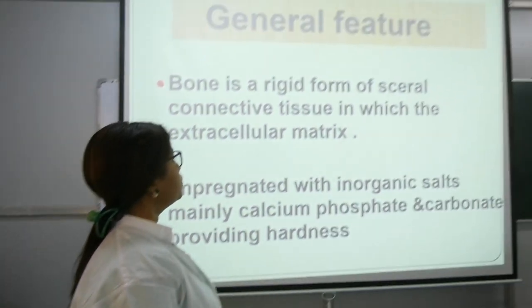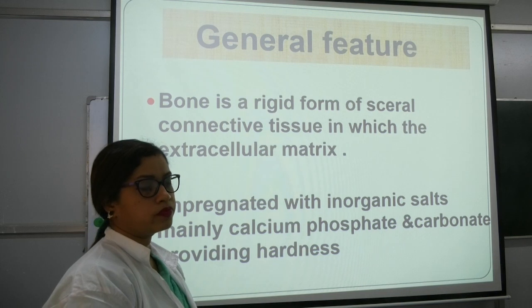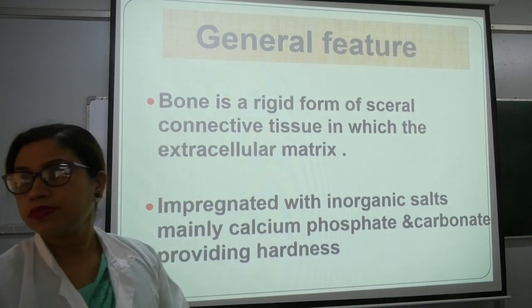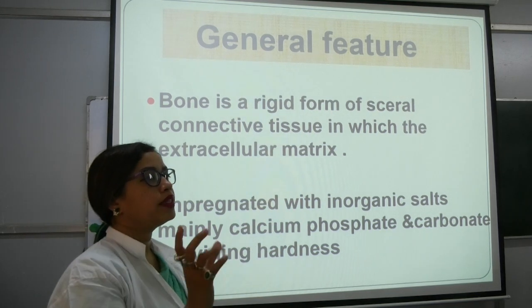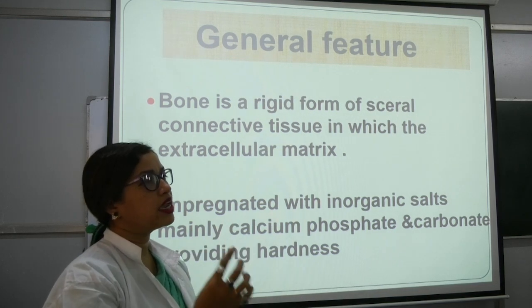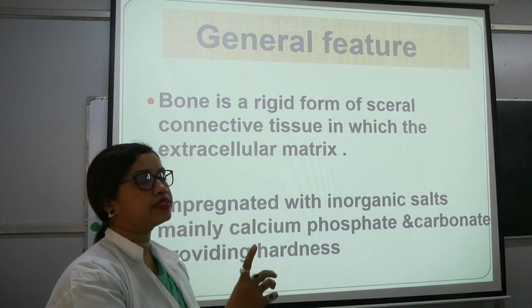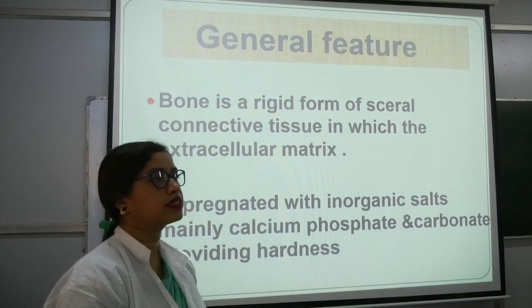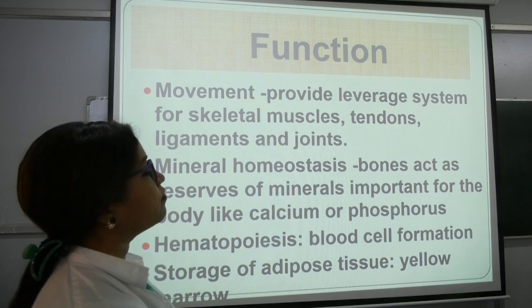So you all know in physiology, what is extracellular matrix? What is extracellular matrix? In a tissue there are two types of matrix. One is extracellular, another one is intracellular. So whatever the ions, whatever the minerals that are going through the extracellular spaces, that are found in the extracellular fluid. Okay. So what are the functions?